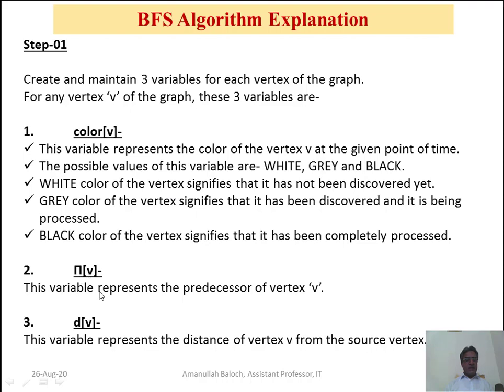Parent of V. This variable represents the predecessor or the parent of the vertex V, that is, which will be the parent of this vertex V. Discovery or distance of V. This variable represents the distance of vertex V from the source vertex, how far a vertex exists from the source vertex. These were the three variables which we will use in the algorithm.